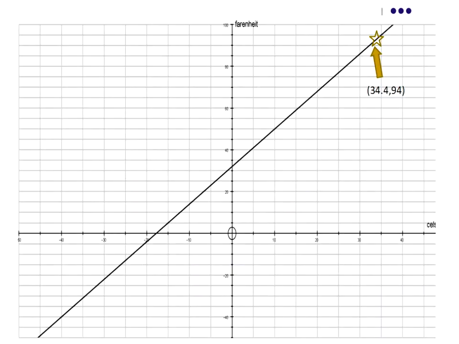Yeah. So you can see this was my line, here's my graph. This is the point down here, negative 40 comma negative 40. Here's the point 10 comma 50. If I continue along that same pattern, I get the point 34.4 comma 94. So when somebody tells you it's 94 degrees Fahrenheit in Dallas, you now know that that's really hot, 34.4 degrees Celsius.